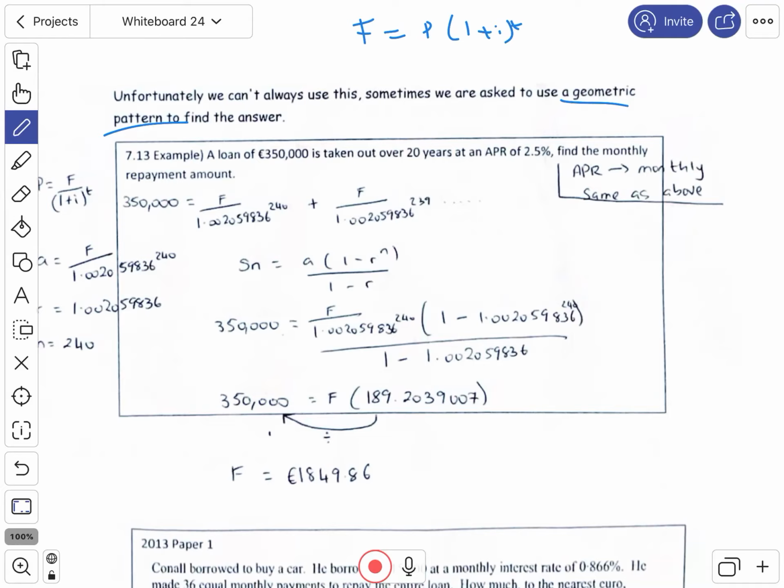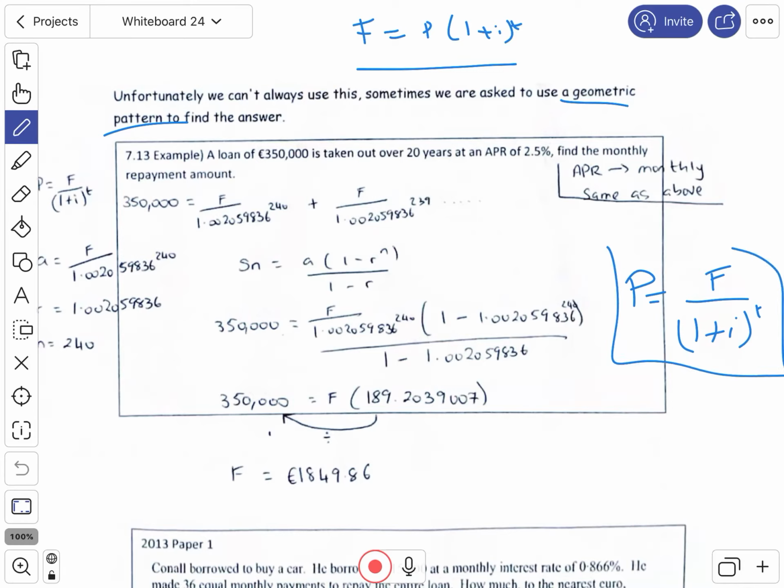So for this one here, a loan of 350,000 is taken out over 20 years at an APR of 2.5%. Find the monthly repayment. Now, same as before, I just have over in the box here that we're changing this into months and this into months, and then the APR into monthly as well. Now we have to be careful with this because this formula here is what we use. The other formula that we have found is P is equal to F over (1 plus I) to the power of T. So there are two formulas that we can use.